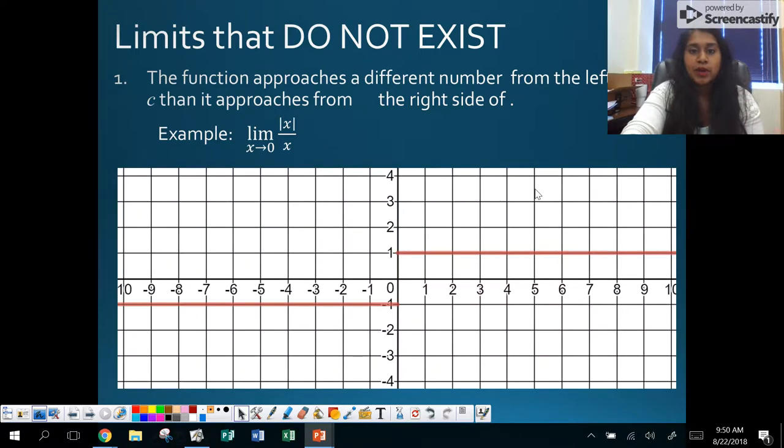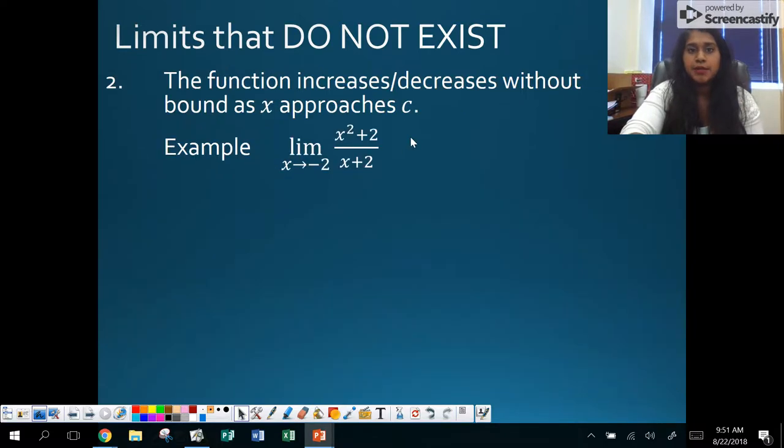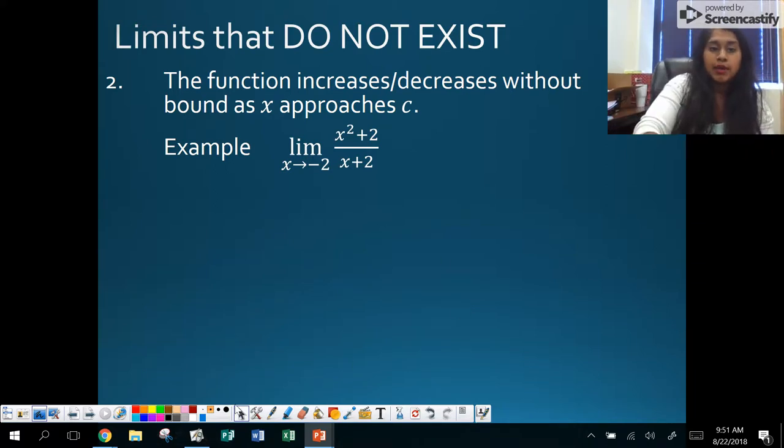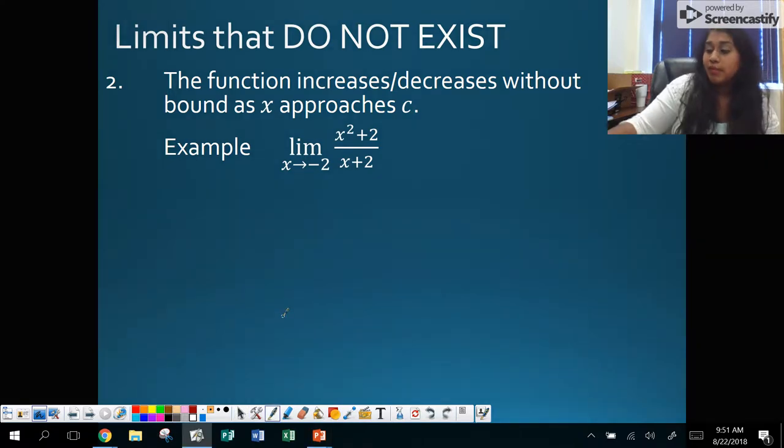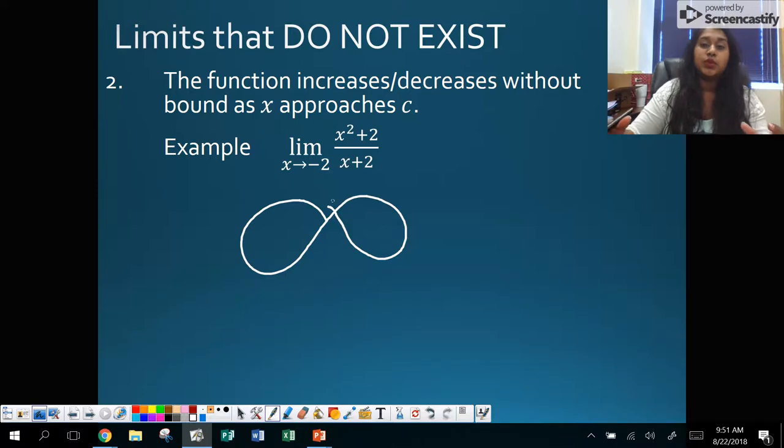And here's the graphical representation. As you can see, from the left and from the right at zero, we're approaching two very different numbers. My second option would be that my function increases or decreases without bound. What we are talking about here is simply one major concept. We are talking about our infinities. That's what we mean to increase without bound and to decrease without bound.